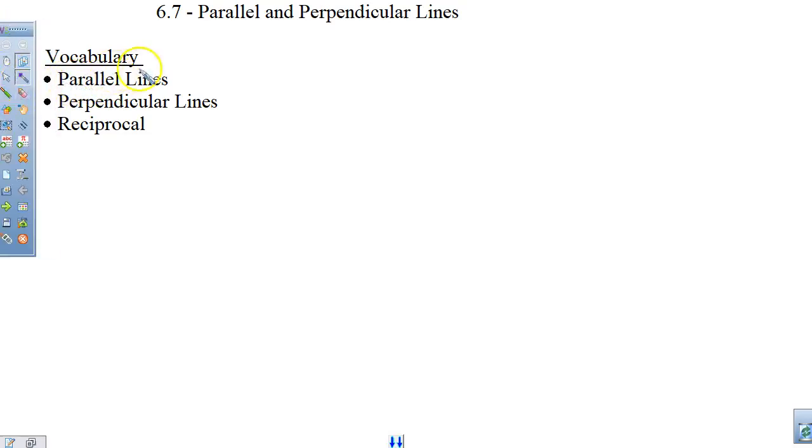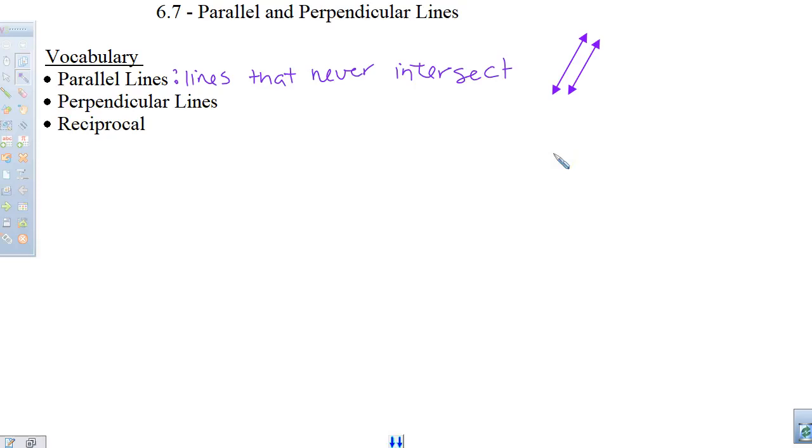So to start off, we will do some vocabulary. First vocabulary word is parallel lines, and parallel lines are lines that never intersect. So here's an example of parallel lines. They're going to keep going on forever and ever, never going to cross paths.